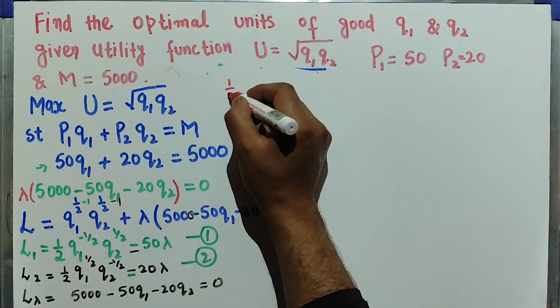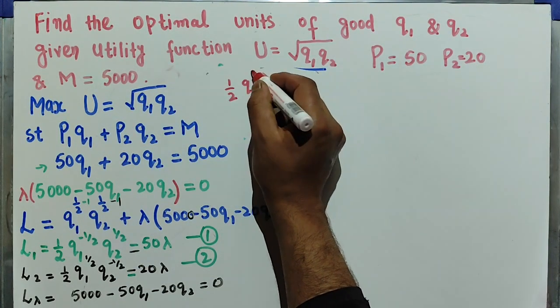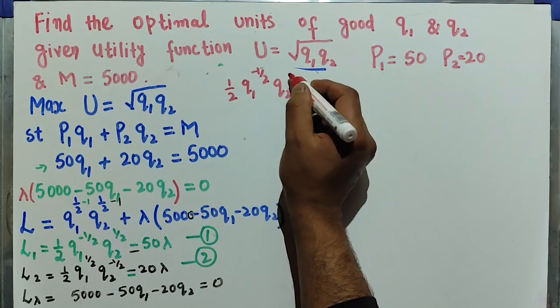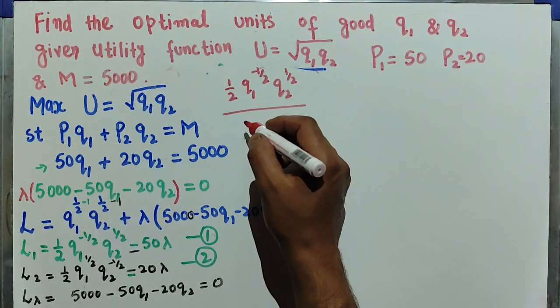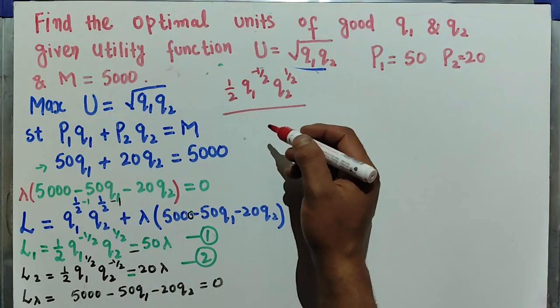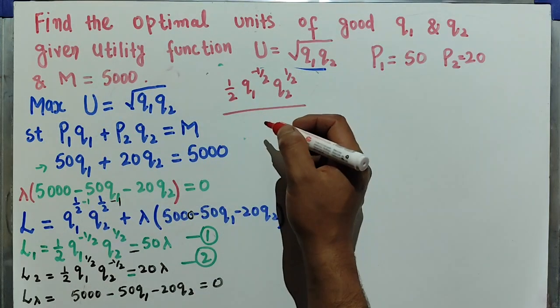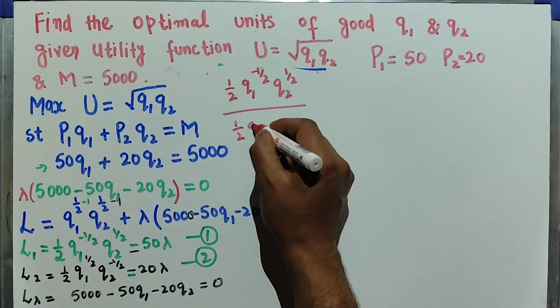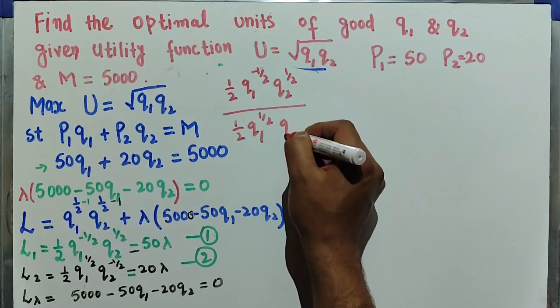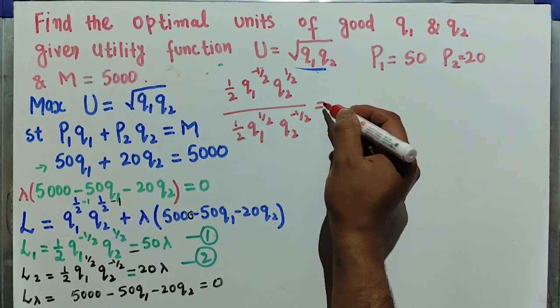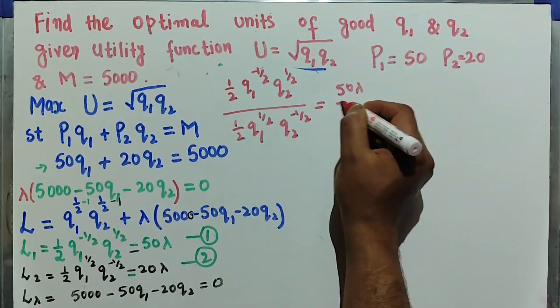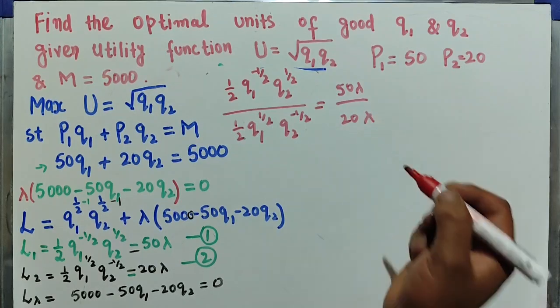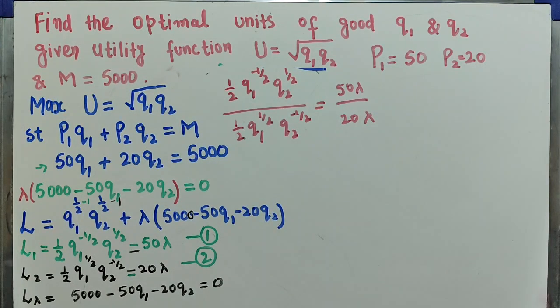So we have 1 upon 2 Q1 raised power minus 1 upon 2 times Q2 raised power 1 upon 2, dividing LHS by LHS and RHS by RHS. Here we have 1 upon 2 Q1 raised power 1 upon 2 times Q2 raised power minus 1 upon 2 should be equal to, so here we have 50 lambda, here we have 20 lambda. Lambda and lambda get cancelled, 0 and 0 get cancelled here, and here 1 upon 2 gets cancelled.